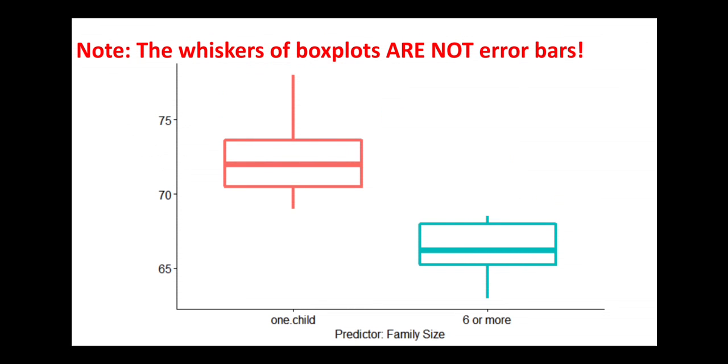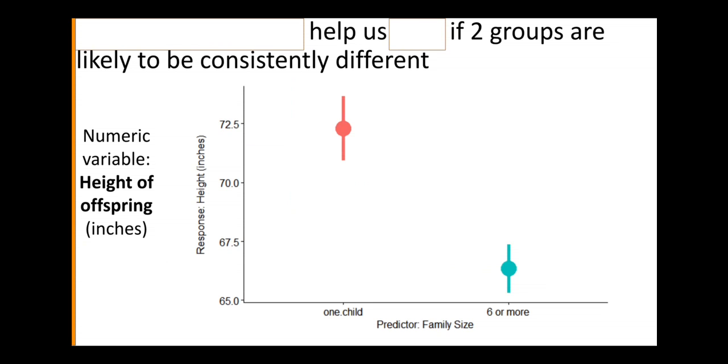An important thing to note, again a common source of confusion, is that the whiskers, the bars extending above and below box plots, are not error bars. These relate to the range of the values, the minimum and the maximum. On a bar plot, they represent some sort of error interval: a confidence interval, standard deviation, or standard error. So when you're looking at a plot, make sure you know what type of plot and therefore what type of information the error bars are giving you.